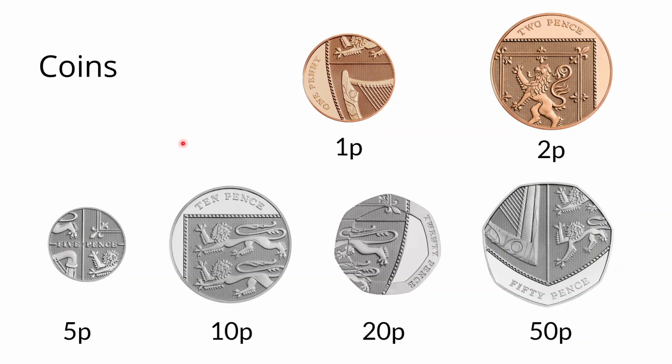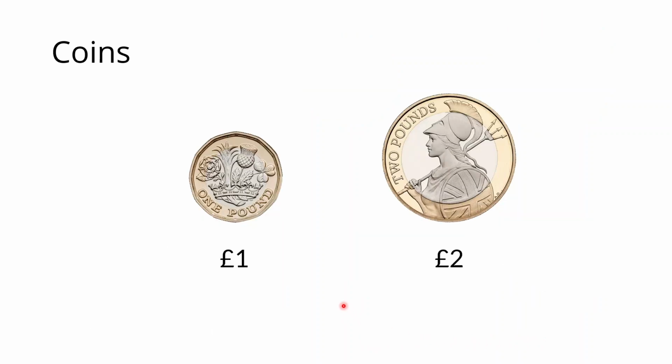These are our coins that we use in the UK. We have the 1 penny coin, 2 pence, 5 pence, 10 pence, 20 pence and 50 pence coins. You can also use the shortened form, which is 1p, 2p, 5p, 10p, 20p and 50p. We also have pound coins. So we have the pound coin here, or a pound coin or £1 coin. You can say a pound or £1, both mean the same. And we have the £2 coin.